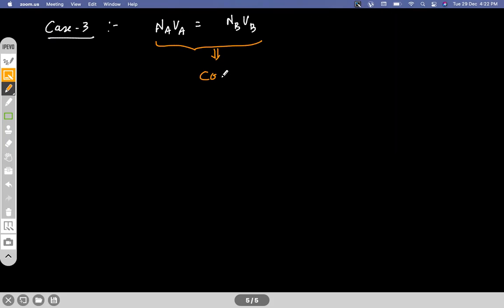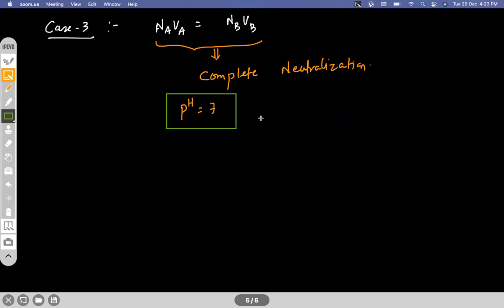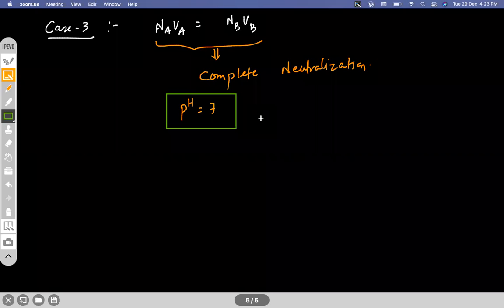Okay. Next, case three is when the number of equivalents of acid equals the number of equivalents of base. In this case, it is the condition of complete neutralization. In the case of complete neutralization, pH would be 7. No need to calculate this. Neutral solution, pH is 7. Got it? Okay. Try this question.